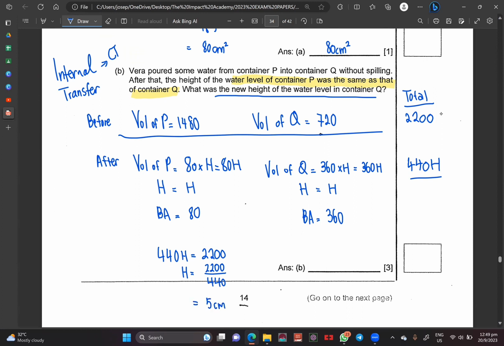So what exactly is this 5 cm? This 5 cm is the height of the water level in P and the water level in Q. So this H over here is actually 5 cm, and this H over here is also equal to 5 cm. So therefore, the question asks, what was the new height of the water level in container Q? Your answer has to be 5 centimeters.